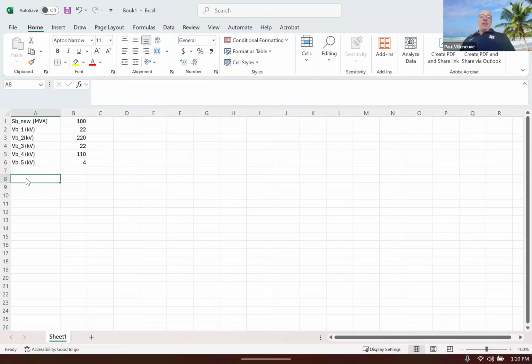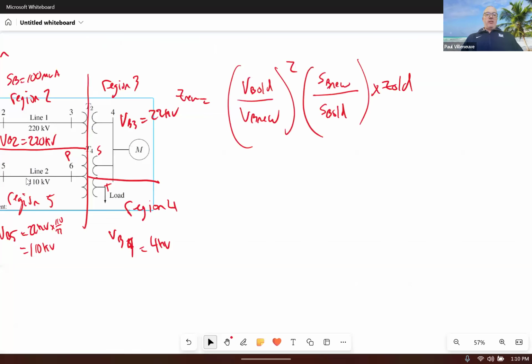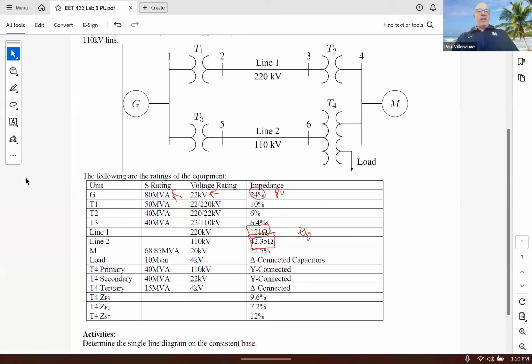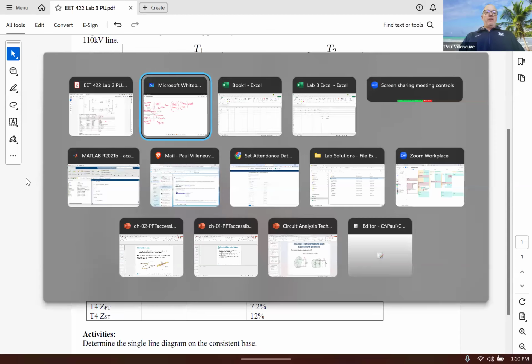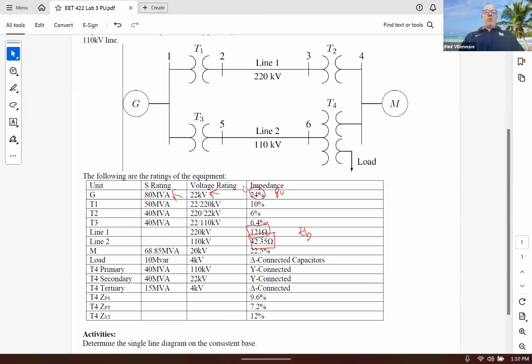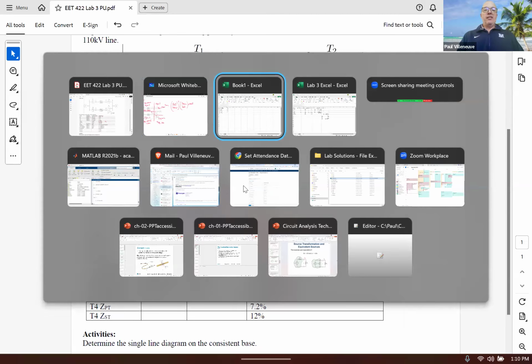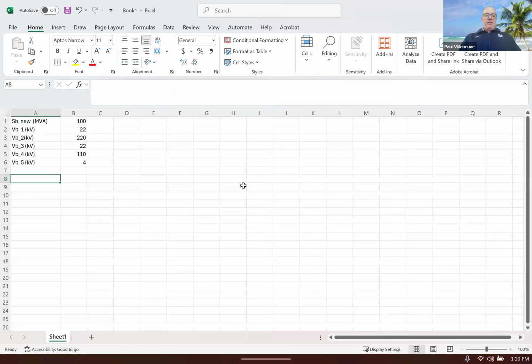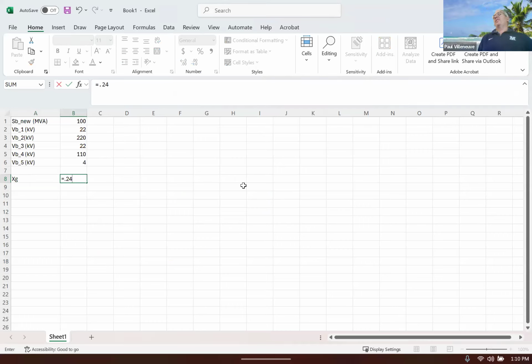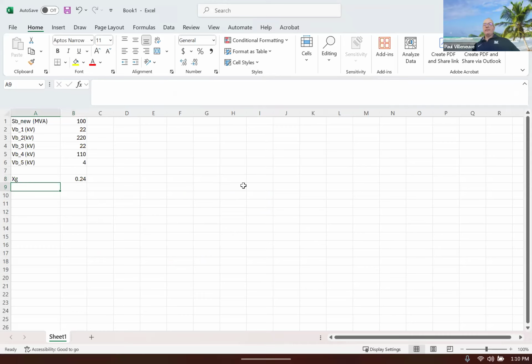All right, so I'll show you how to do this first one. The very first one we have is G1, or generator 1. If you recall, G1 is a 24% Z. So X, I'll call it G, is equal to 0.24, right? That's 24%. I don't even have to say equal to, I can just go from there. The other thing I want to do, so this is my parameter.